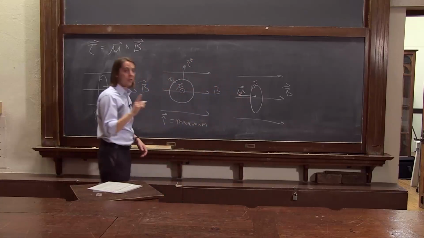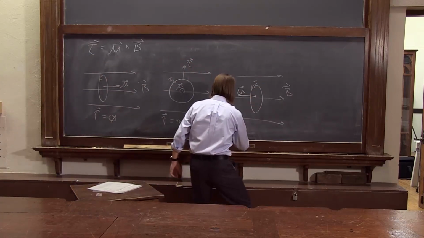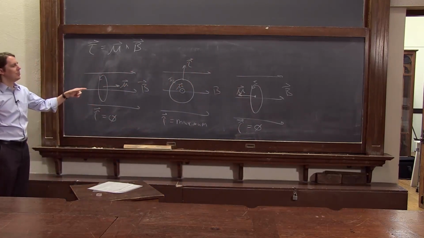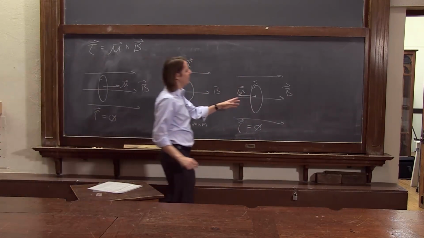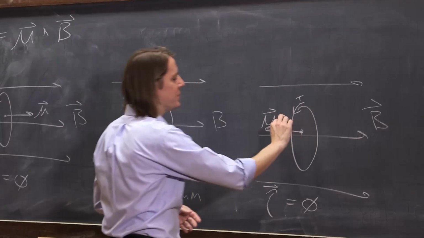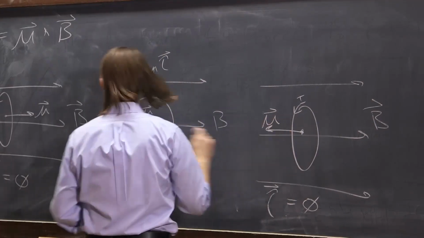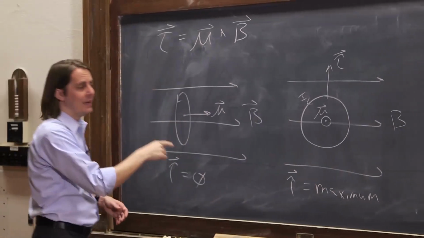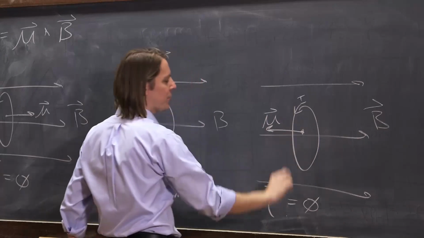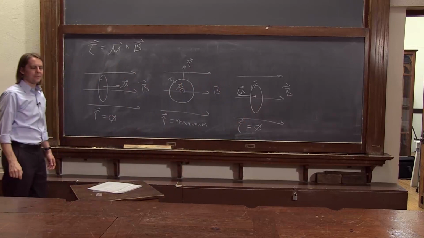Here, torque is 0 because mu cross B is 0. Their angle's 180 degrees. But it's different than this case. This is a point of unstable equilibrium right here. Because although the torque is 0, if you get even the slightest little deviation from this position, which way is it going to push it? It wants to push it back over here. If you let this torque come over to here, it pushes it back that way. So although the torque there is 0, that's not the stable position. This is the stable position.